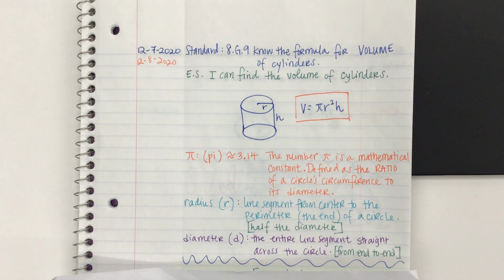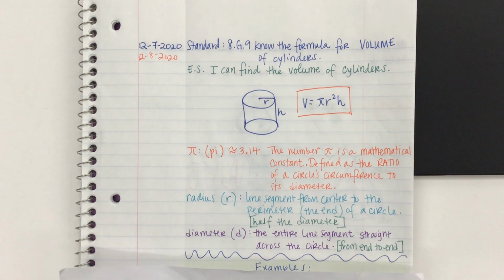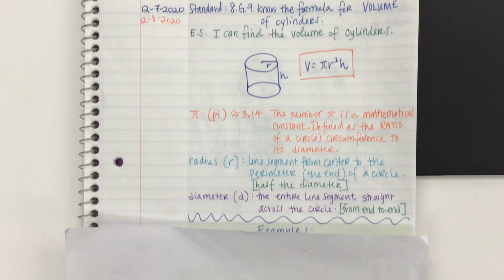Like I've said before, volume formulas kind of stem from area formulas. You just have now a third dimension. So the formula for the volume of a cylinder is V equals pi r squared h. So you have pi, you have the radius, and you have the height. The little 2 is an exponent of 2. It means you're squaring the radius.